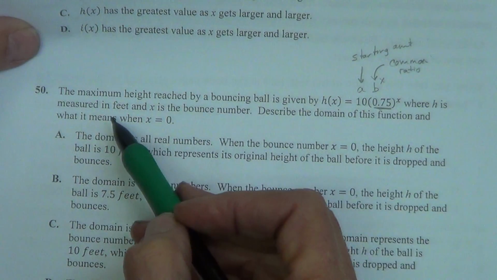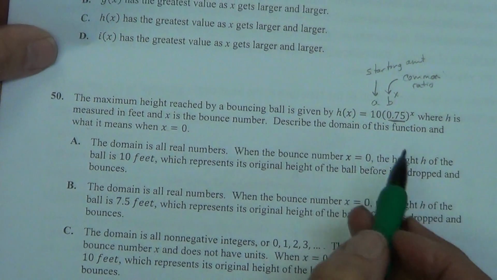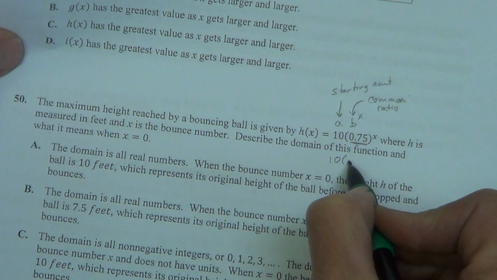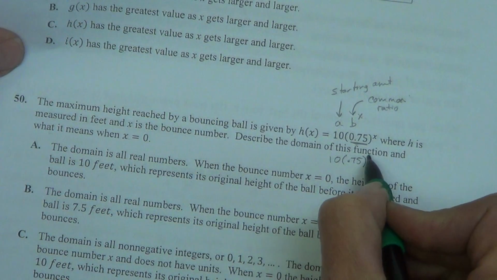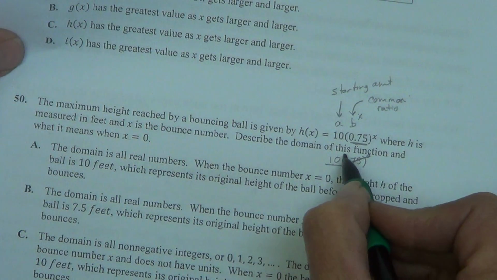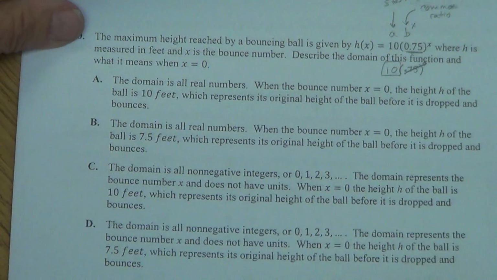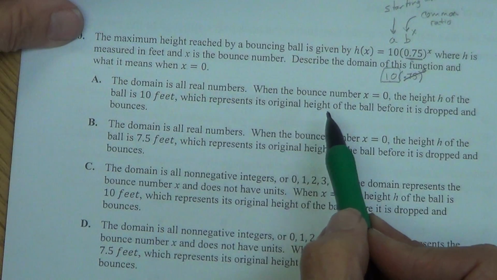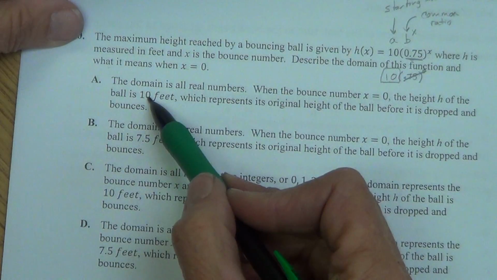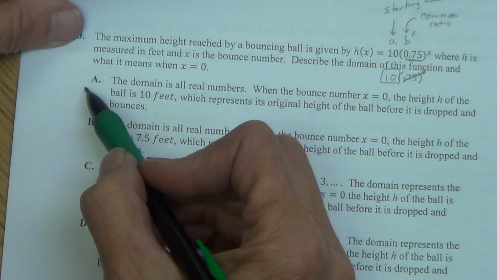So, h is measured in feet and x is the bounce number. Describe the domain of the function. What it means when x equals 0. Well, if x is 0, 10 times the bounce to the 0th power, anything to the 0th is 1. What would that 10 stand for? Okay. Let's go down and just kind of browse these. It says, when the bounce number x equals 0, the height of the ball is 10 feet. Well, that would make sense. It is 10. Okay. So that one I kind of agree with.